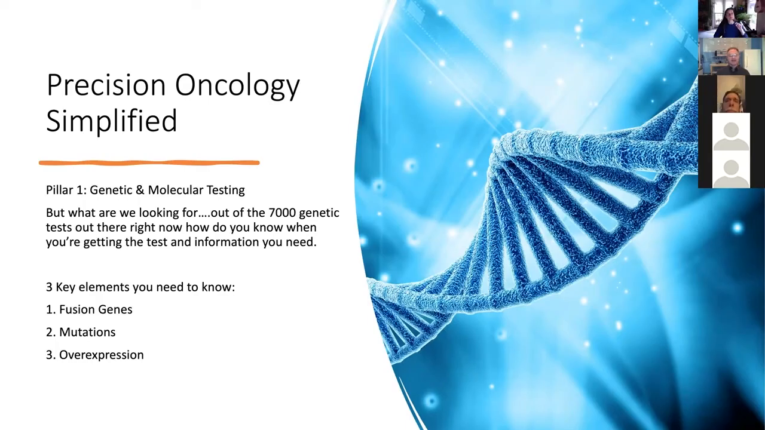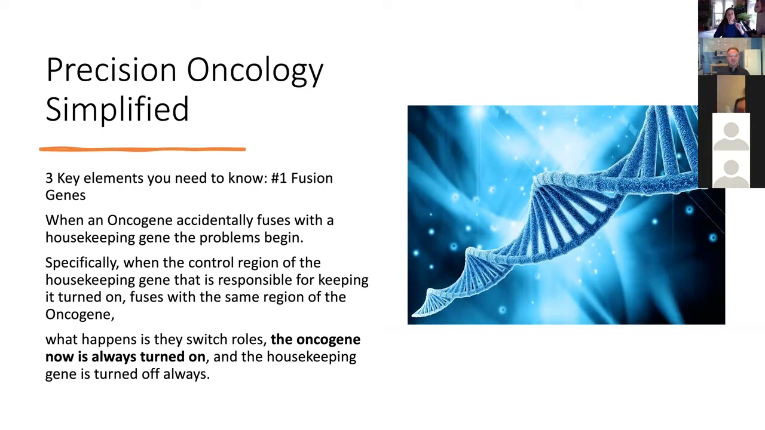Pillar one, genetic testing. So genes can be altered in three different ways to cause cancer. You can get what we call fusion genes, where two genes are spliced together. A fusion gene is a mechanism where one component of a gene gets spliced onto another component of another gene. And typically what happens in cancer is you will get a gene that's supposed to be turned off, like a gene that's only active in embryonic activity and then gets turned off for the rest of your life, gets fused to a gene that's turned on 24/7.